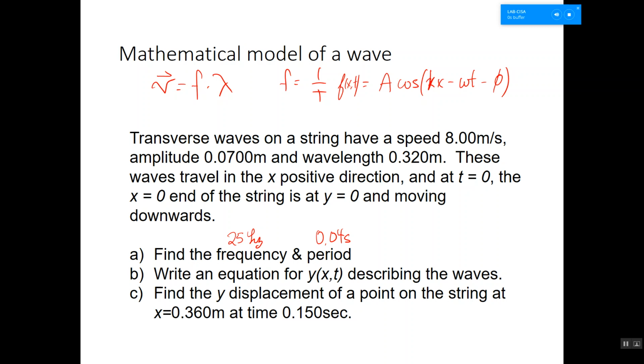Since at t equal to 0 the end of the string is at 0, that means it starts here. So that's not a cosine function. It's a negative sine function. If you start writing cosine, you write negative. Yeah, exactly, you have to do that.